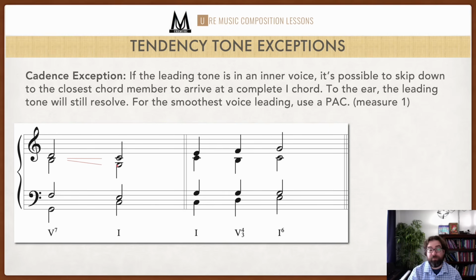And for the smoothest voice leading, you want to use a perfect authentic cadence. So here we've got scale degree 2 going down to scale degree 1, so that's moving by step into the tonic in the soprano voice. That's ideal. And then we have scale degree 5 going up to 1, so that's a perfect authentic cadence. It's a perfect example of a PAC.